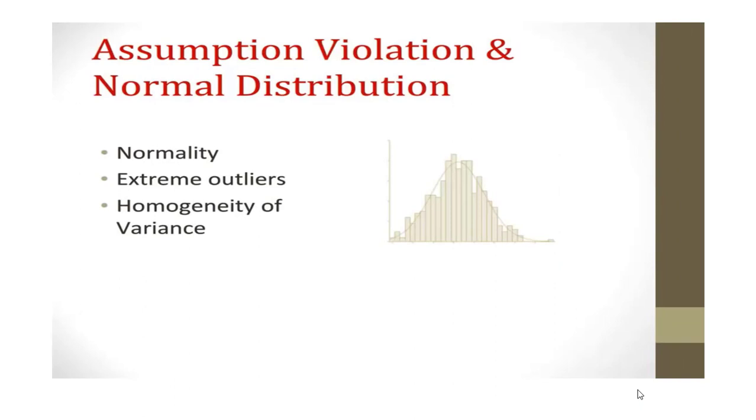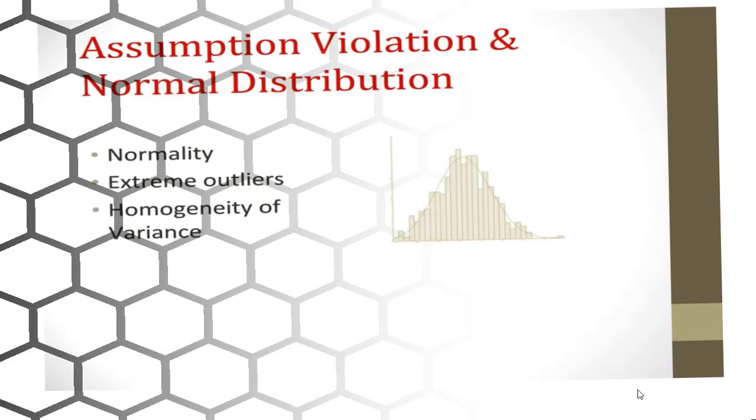Finally, when it comes to the assumptions, normally there are these three assumptions that we need to make sure we have before we start our testing. The first one is normality. Then we have to make sure we don't have extreme outliers, and then homogeneity of variance. This is what we called homoscedasticity before.